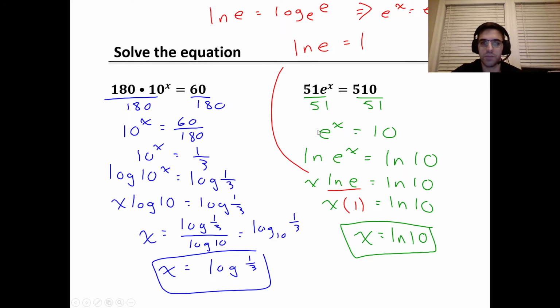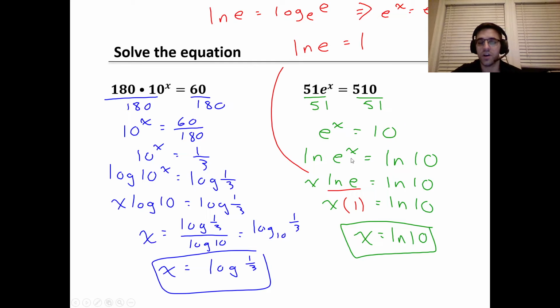But because it's base e, I'm going to take the natural log of each side. So if you recall, natural log of e would mean that we'd be taking log base e of e, which in exponential form would be e to some power equals e. And so because of that, we know that the natural log of e is going to be 1. So that helps me out here.